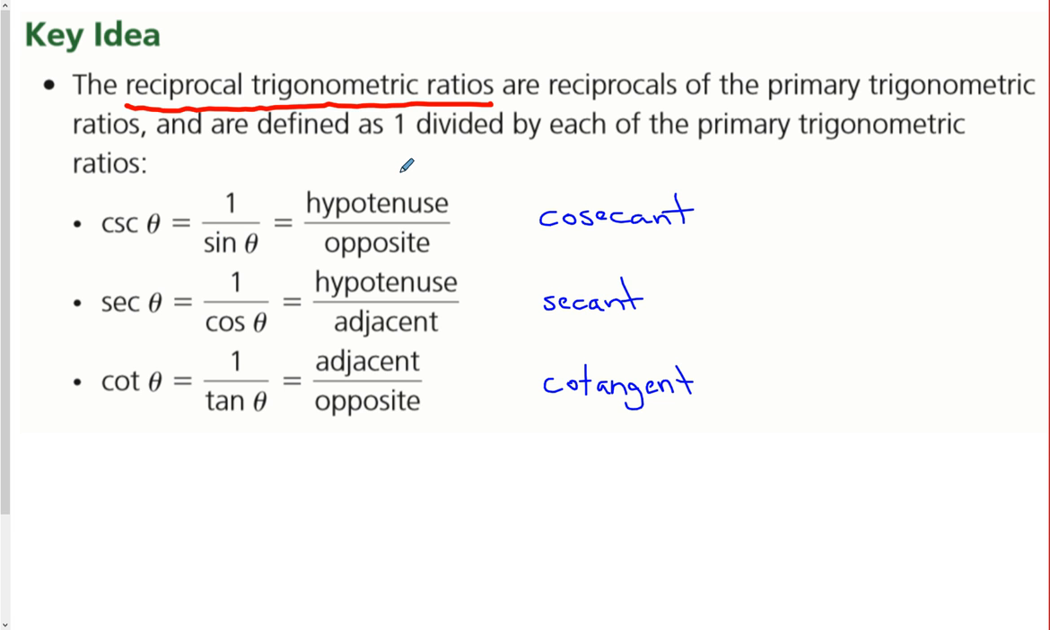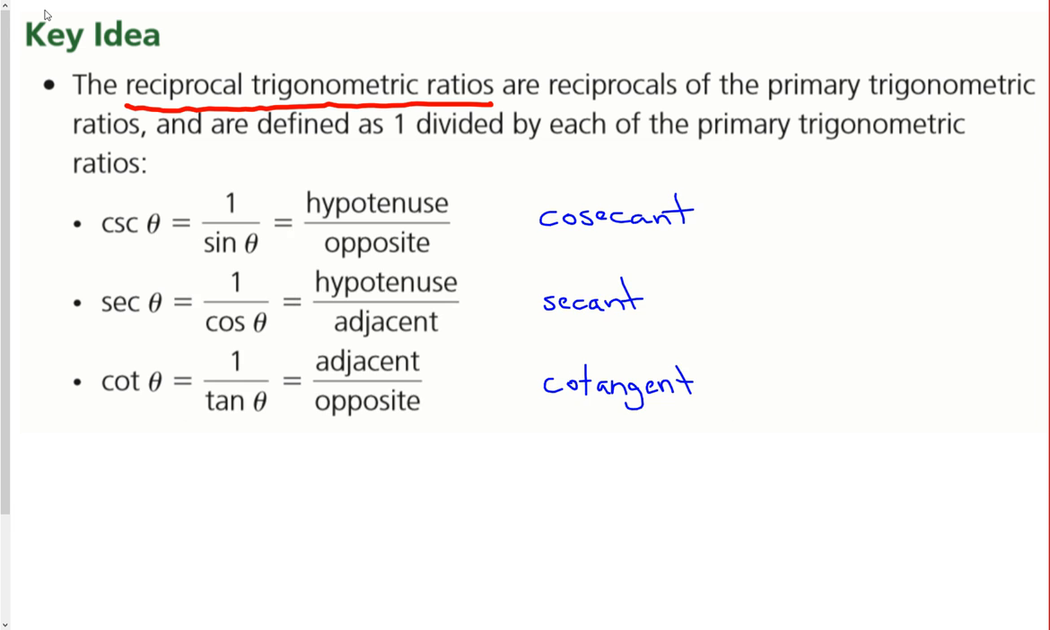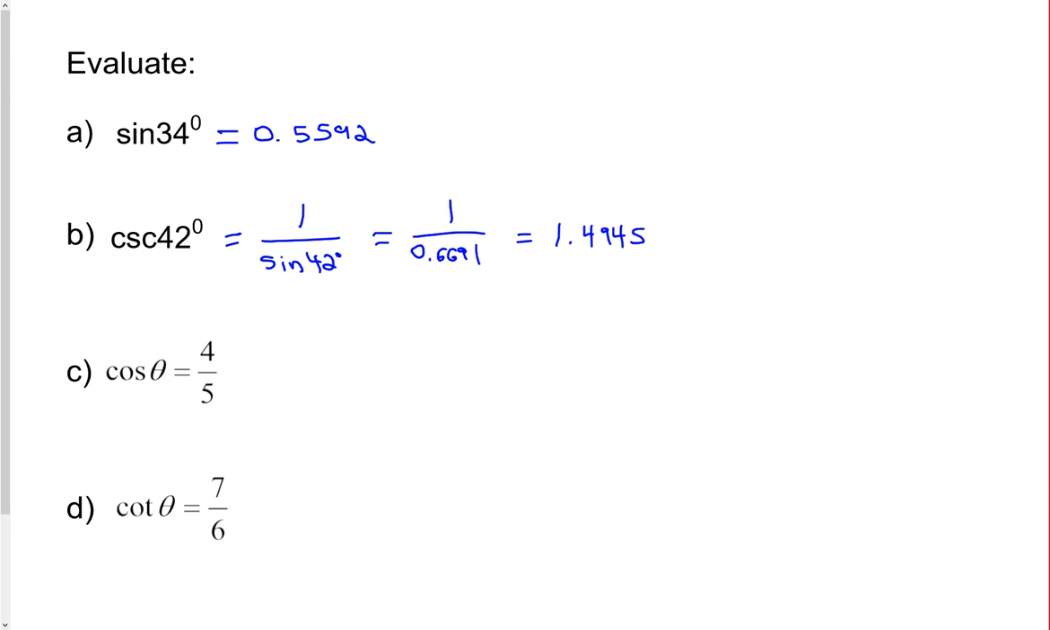I know the hypotenuse is always the biggest side. So it actually makes sense that if I have the hypotenuse on top of the fraction, there we go, I should get a number bigger than 1 because the hypotenuse is the bigger side. So that's my ratio of my hypotenuse divided by the opposite side on the triangle. I get that number. Okay, so that's how I would do cosecant.